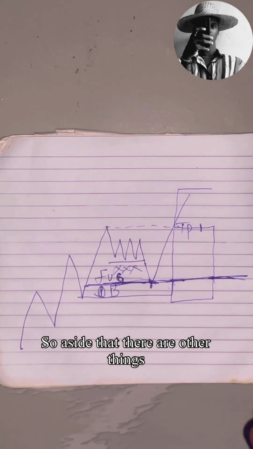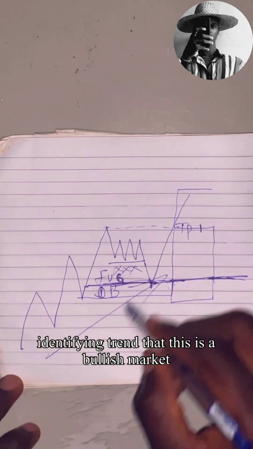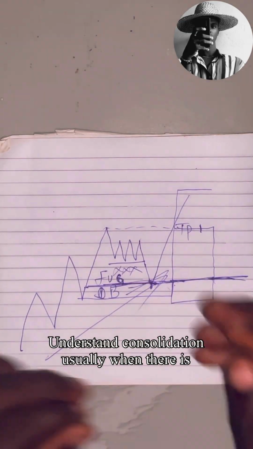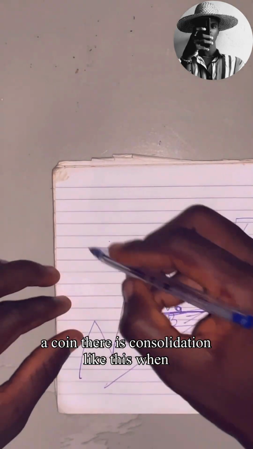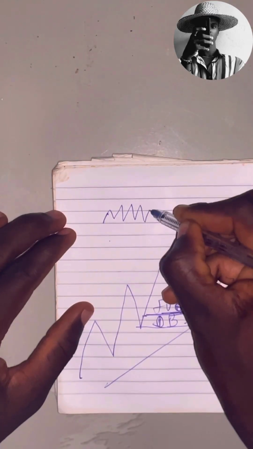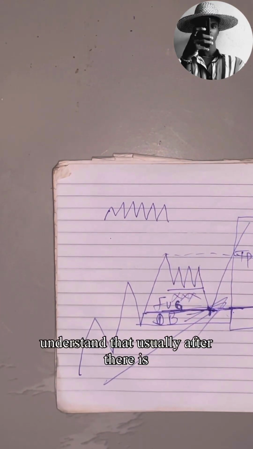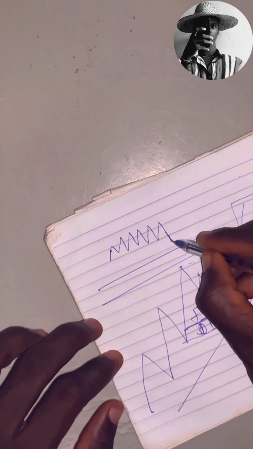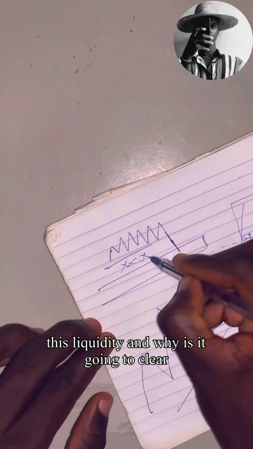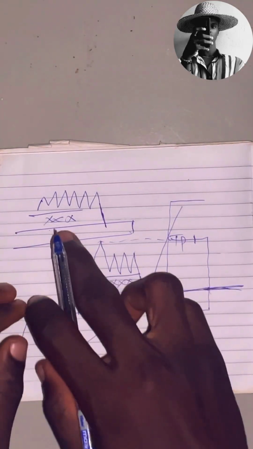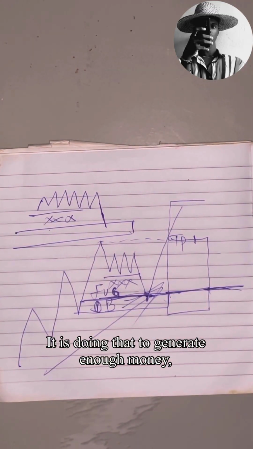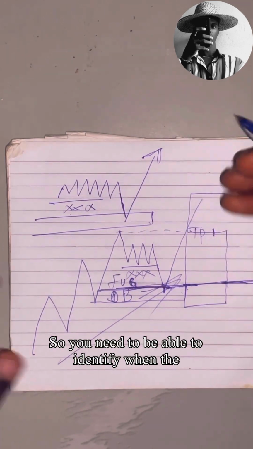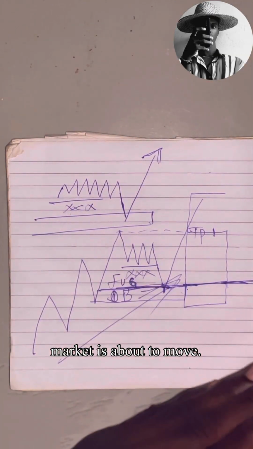So aside from that, there are other things: identifying the trend, that this is a bullish market, then understanding consolidation. Usually when there is consolidation for a long time, maybe the market has been ranging for long, you understand that if there is a demand zone below, once the market comes and taps that demand zone, it has cleared this liquidity. And why is it clearing liquidity? It is doing that to generate enough money, enough energy, to move to the upside. So you need to be able to identify when the market is about to move.